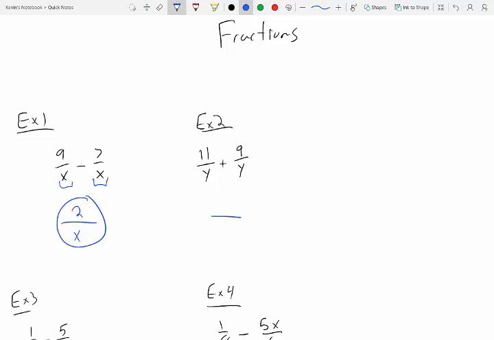We can do the same thing. So the denominator on the bottom is the same. I'm going to put that on the bottom. Then I'm going to combine 11 plus 9, I get 20. And that's my final answer. So common denominators, keep the bottom, add or subtract the top numbers.